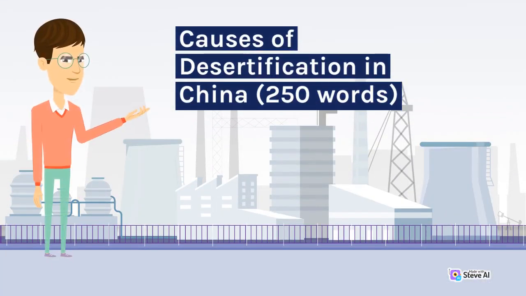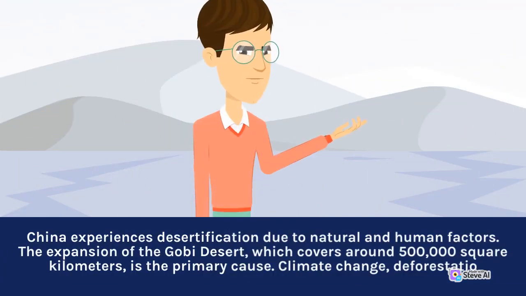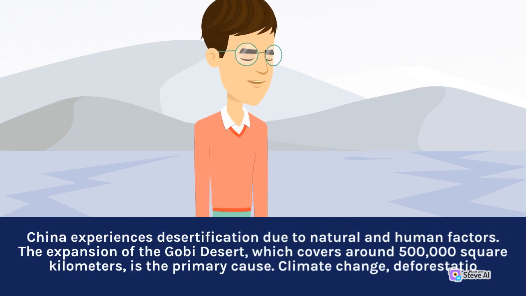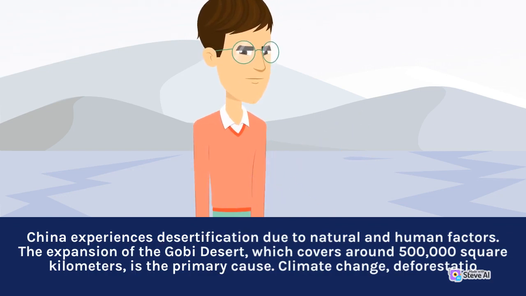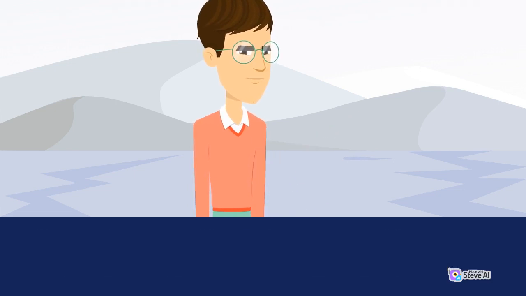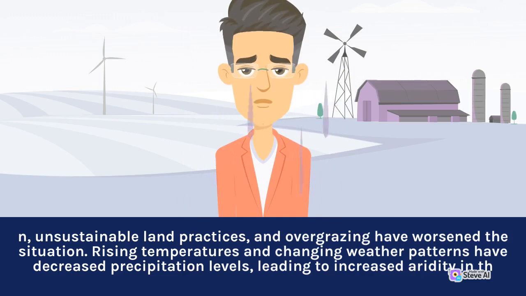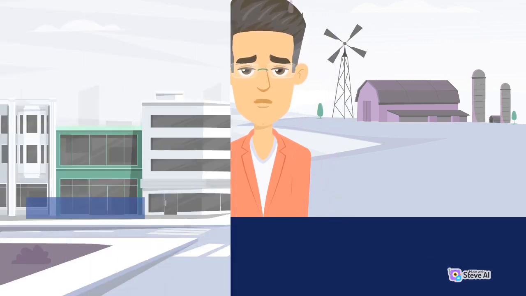Causes of desertification in China, 250 words. China experiences desertification due to natural and human factors. The expansion of the Gobi Desert, which covers around 500,000 square kilometers, is the primary cause. Climate change, deforestation, and unsustainable land practices and overgrazing have worsened the situation. Rising temperatures and changing weather patterns have decreased precipitation levels, leading to increased aridity in the region.